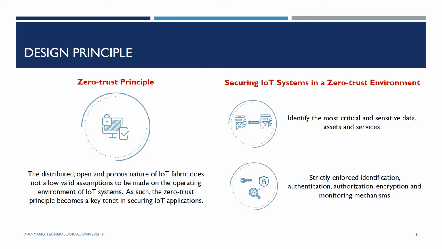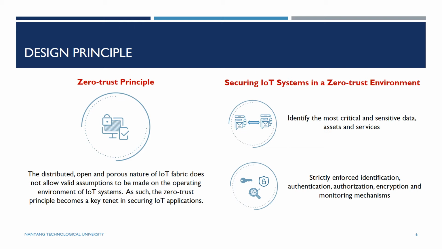Now, because of all this, we need to go back to the basics. So what are the security design principles? Our design principle is basically to make use of the zero trust principle. As mentioned, the distributed, open, and porous nature of IoT fabrics does not allow valid assumptions to be made on the operating environments of IoT systems. As such, the zero trust principle becomes a key tenet in securing IoT applications.